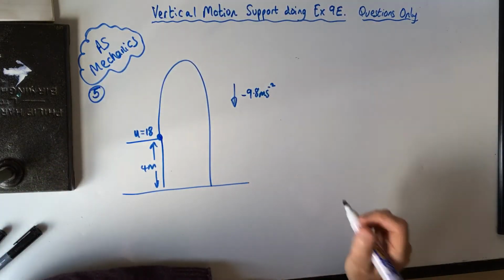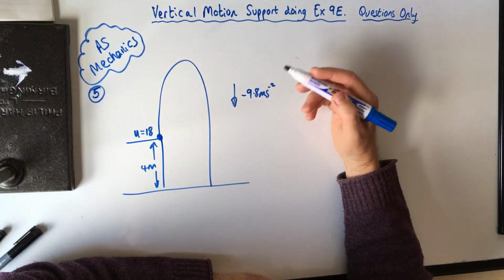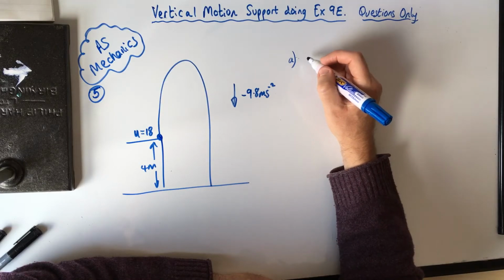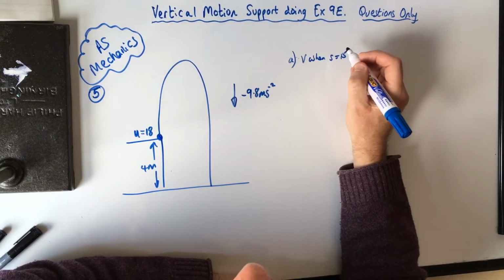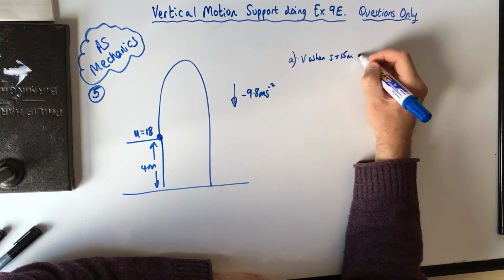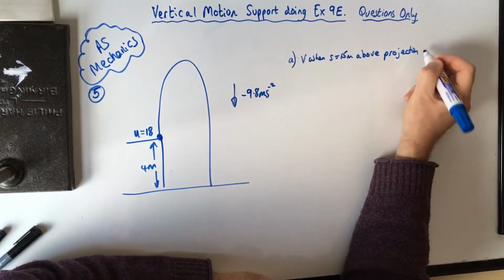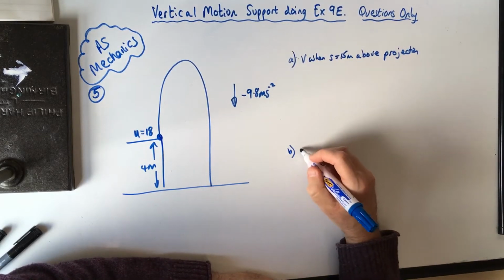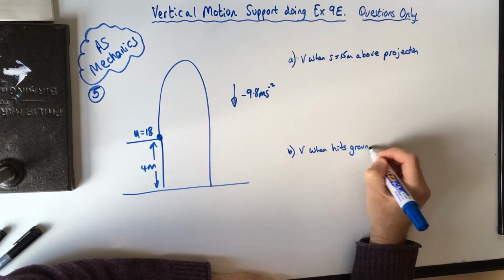Okay. A ball is projected upwards from a point 4 meters above the ground. We've got to find A, the speed of the ball when it is 15 meters above, so v when s equals 15 meters above projection, by the way, not above the floor, projection. And B, the speed the ball hits the ground, so v when it hits the ground. So that's what you've got to do.